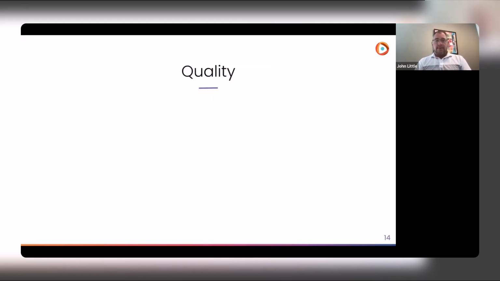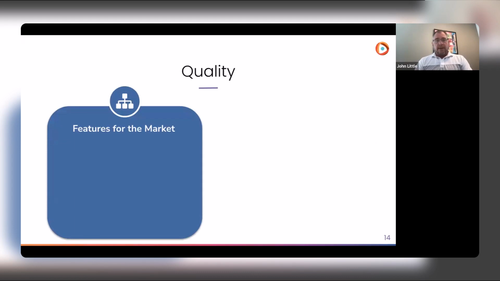When it comes to quality, and this was the question that got asked of me, what is quality? What I believe is there are two different sides of quality. The first side is the features for the market. When you get a product, at least in my mind, sometimes I think to myself, or I may even tell somebody, hey, this is a quality product.